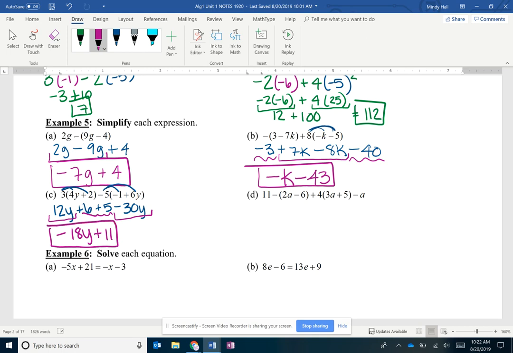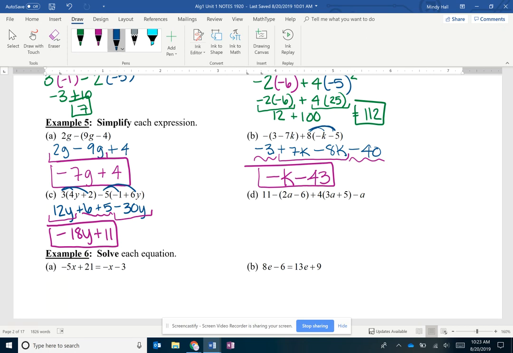Okay, by the way, if you're tempted to combine the 18 and the 11 because you can't have two terms, remember, it is okay because you can only combine like terms if they have the same variable to the same power, and 11 does not have a y with it, so we can't do anything.